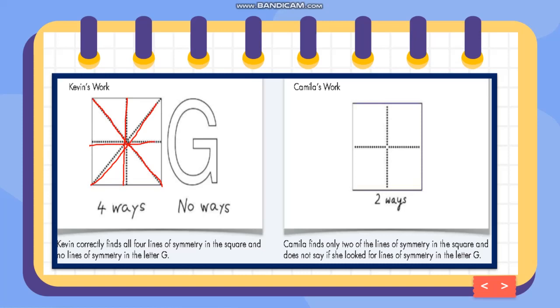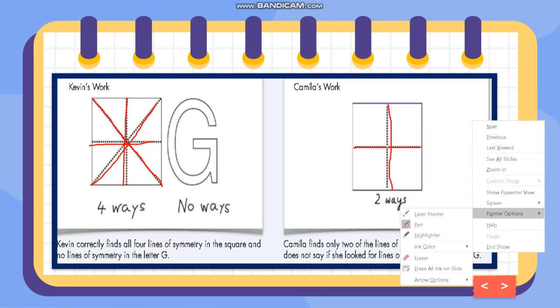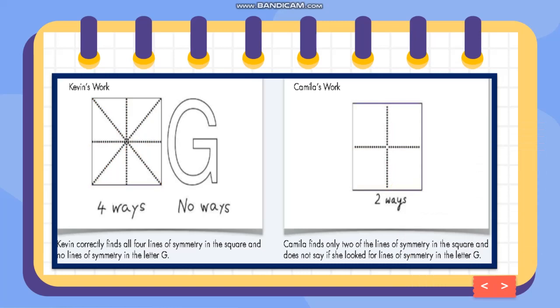For Camila's work, Camila finds only 2 of the lines of symmetry. This is the first line of symmetry and the second line of symmetry. But the problem is Camila does not say if she looked for lines of symmetry in the letter G, so it's an incomplete answer. Unlike Kevin's work, he identified directly that there are all 4 lines of symmetry in the square and no lines of symmetry in the letter G.